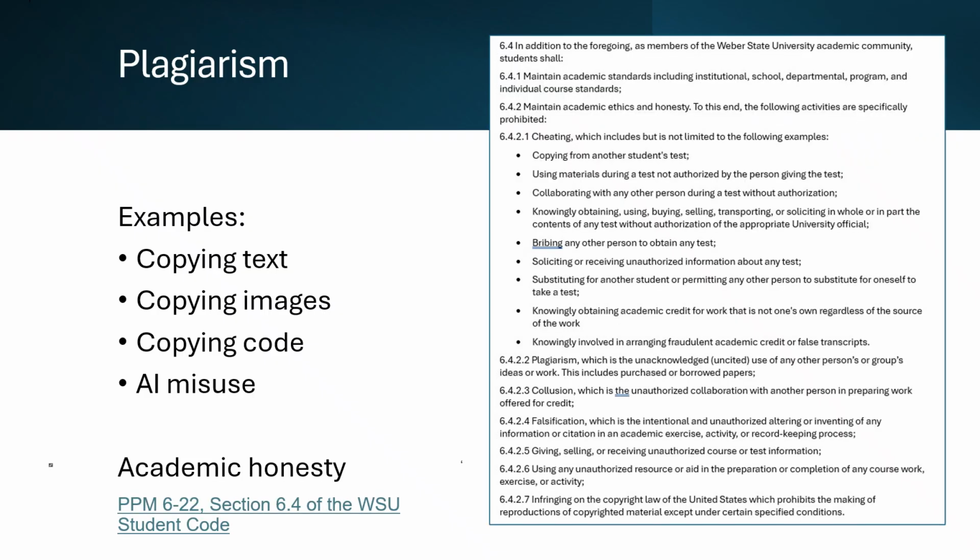Weber State has a section of the student code devoted to academic honesty. So in the PPM 6.2, section 6.4, academic misconduct includes, but is not limited to, submitting work that's not your own for academic credit, using someone else's words or ideas without giving them credit, that's plagiarism, working with others when collaboration is not allowed, that's collusion, and using unauthorized resources or tools, including AI, to complete assignments.